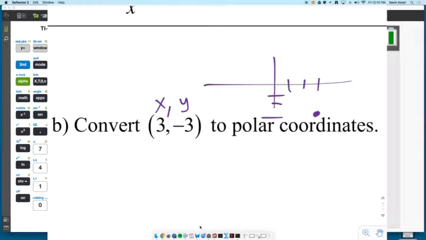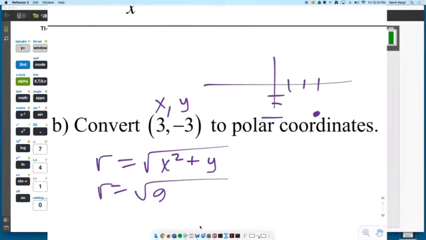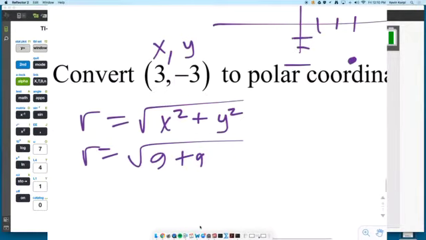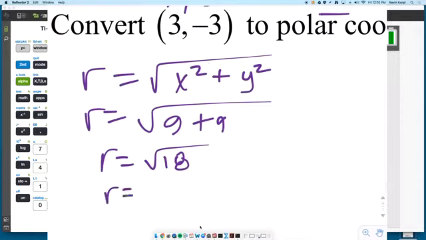Now we want to convert that to polar. So let's go ahead and find the radius first. The radius, remember, is the square root of x squared plus y squared, hypotenuse. So that's going to be 9. What's negative 3 squared? Also 9. Good. So that's going to be the square root of 18, which simplifies to 3 root 2. Good. So there's the radius.